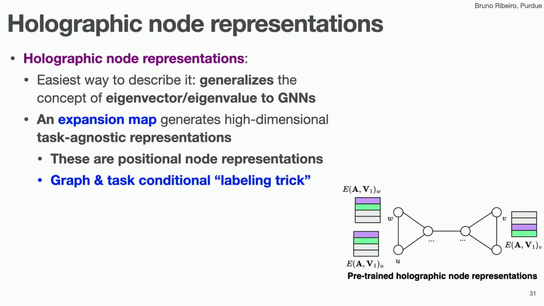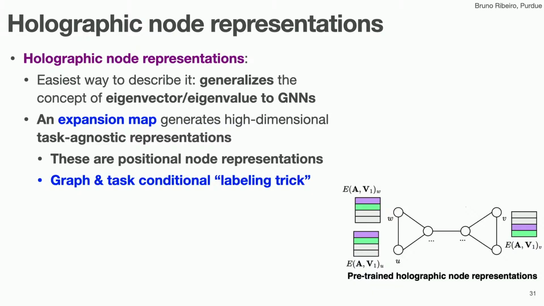So what we do is as follows. We essentially break the problem down into two parts. And that's why we're calling them holographic node representations. The easiest way to describe it, it sounds a little weird, but then I'll explain why, is this generalizes the notion of eigenvectors and eigenvalues to GNNs. And I'll explain what this means.